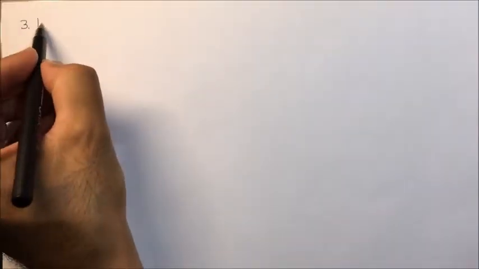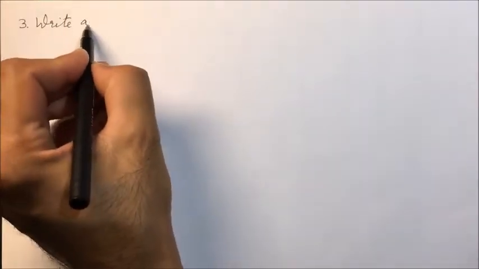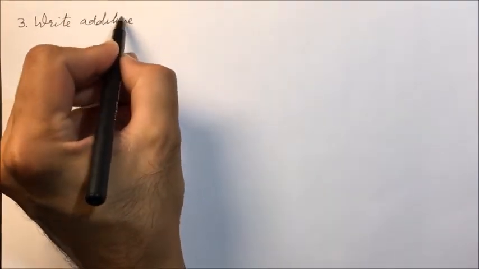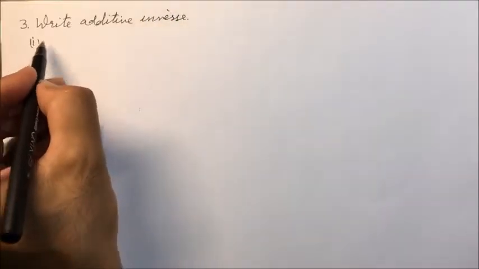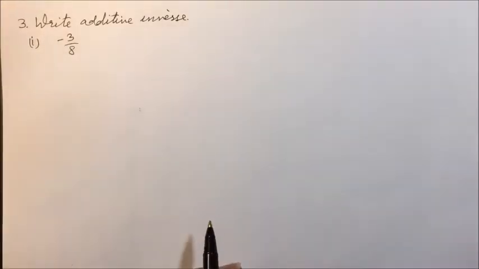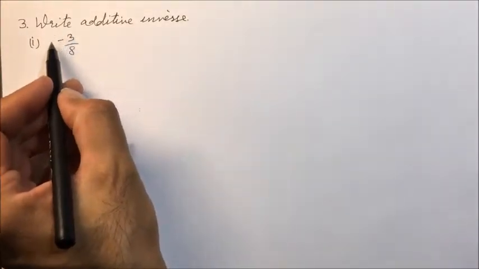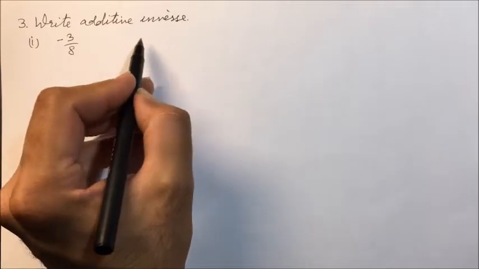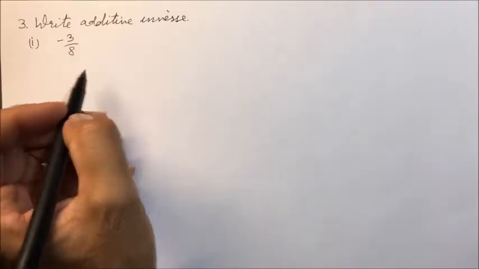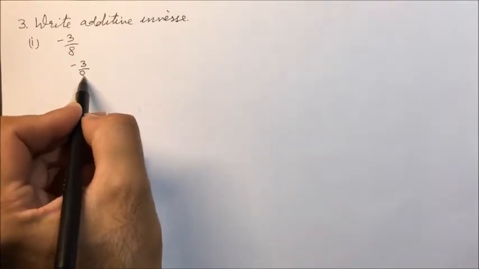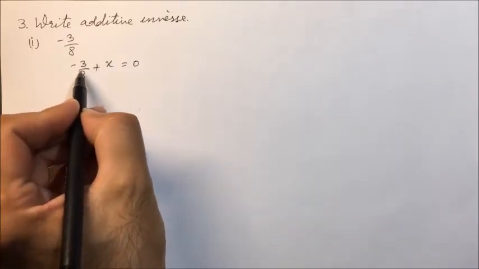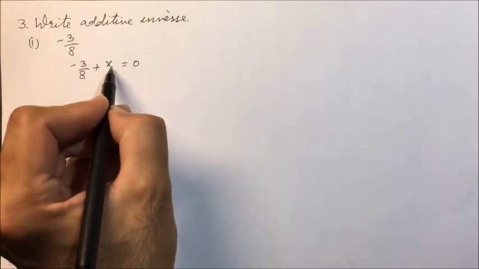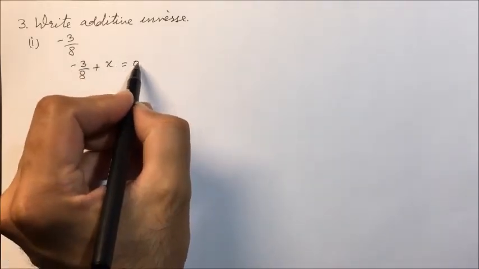Next question was third question, that is we have to write additive inverse. Additive inverse of first one, minus 3 upon 8. So additive inverse is what is to be added to this so that we get 0 as the answer. So how we can solve? Minus 3 upon 8. Let x be the additive inverse, and when we add a rational number and its additive inverse, we get 0 as the result.